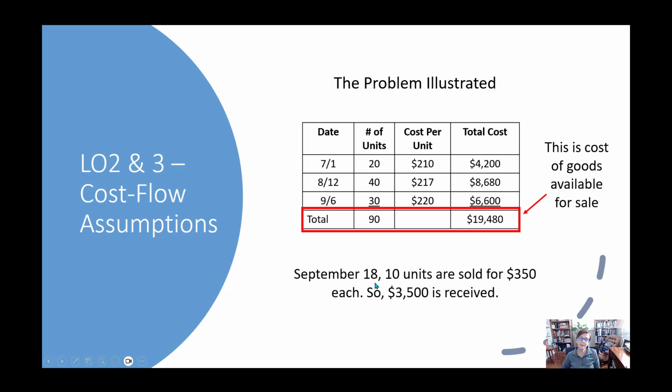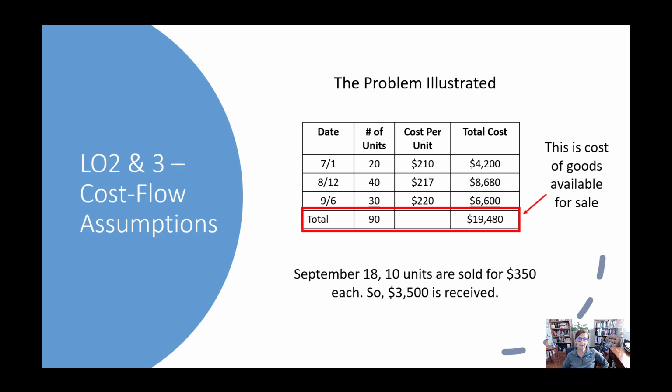Now, on September 18th, let's say they sell 10 units for $350 each, so the company gets $3,500. That is their revenue, right? Their sales revenue. Now the question is, which units did they sell? Because when they go out to the warehouse, let's say these are printers. Imagine that they're printers. So they go out to the warehouse and they see 90 printers all piled up. Their records tell them that the printers cost them a total of $19,480, but they have no idea which units are which.